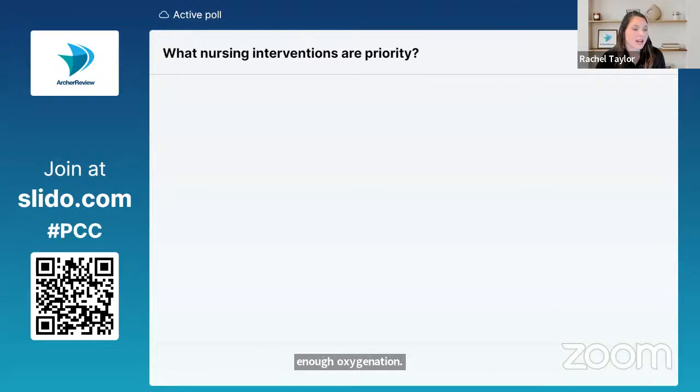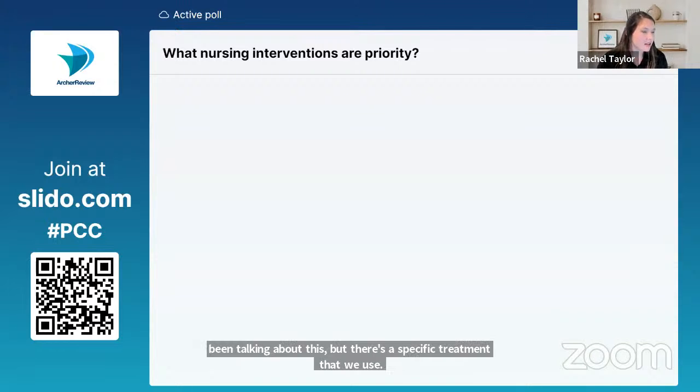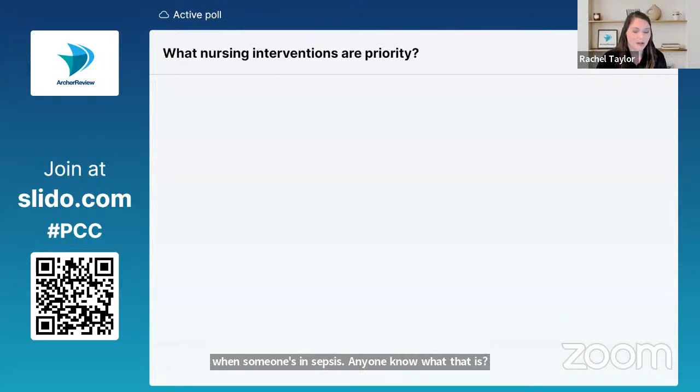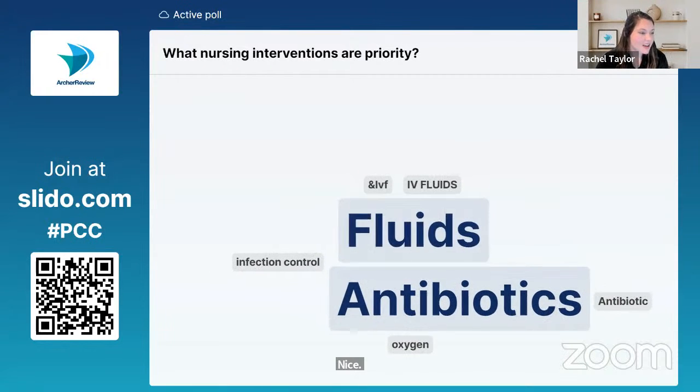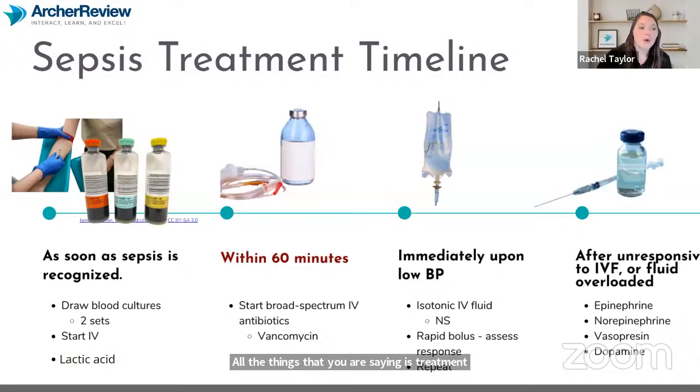So what are we going to prioritize? We've been talking about this, but there's a specific treatment that we use in the hospital when someone's in sepsis. Anyone know what that is? What are we prioritizing right now? What are we prioritizing? Nice. You guys are saying it. All the things that you are saying is the sepsis treatment timeline. So what we're going to do first is get those blood cultures. We said 2 sets because we don't want the one to be contaminated.